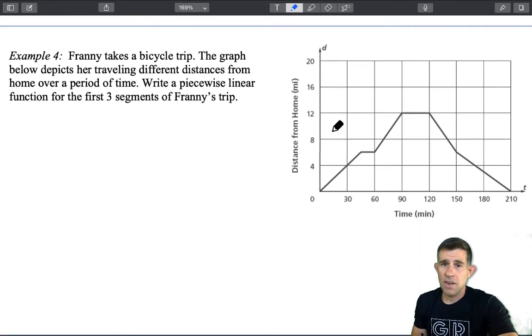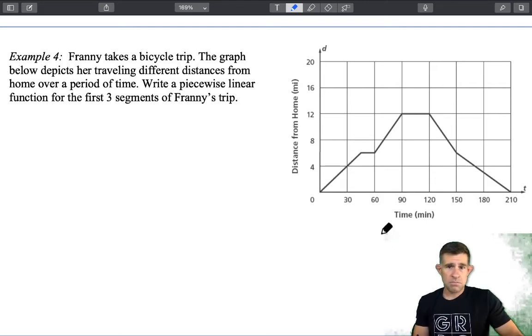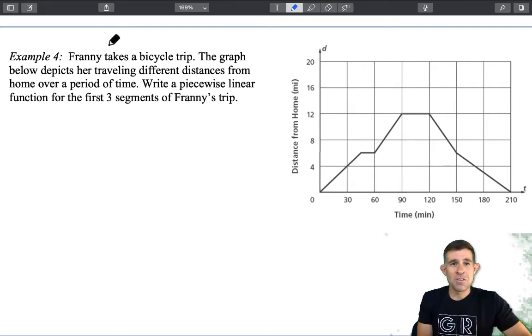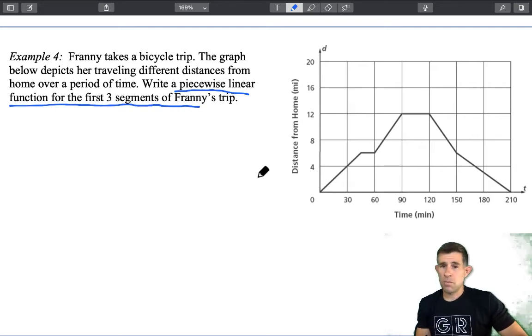All right, in our final example for today, we're going to talk about a piecewise function. Now, a piecewise function often looks like segments, or broken up pieces, on a graph, okay? So here's Franny. She's going to take a bike trip. The graph below depicts her traveling distance over a period of time. We want to write a piecewise linear function for the first 3 segments of Franny's trip.